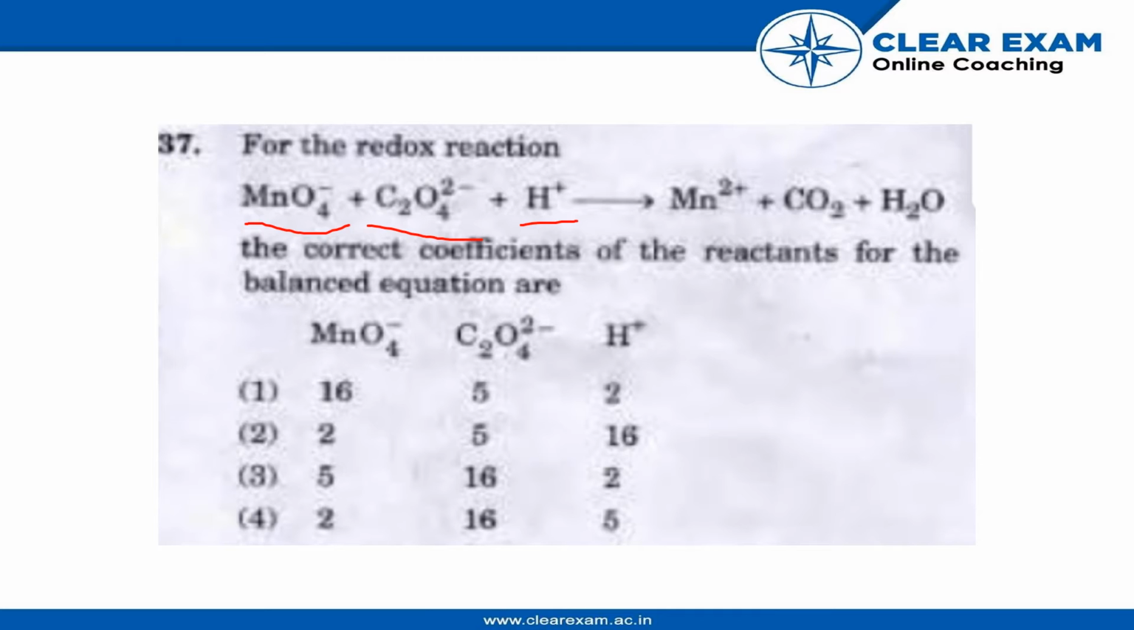So according to the change in their oxidation numbers, the balanced equation is plus 5 C2O4 2 minus plus 16 H plus.